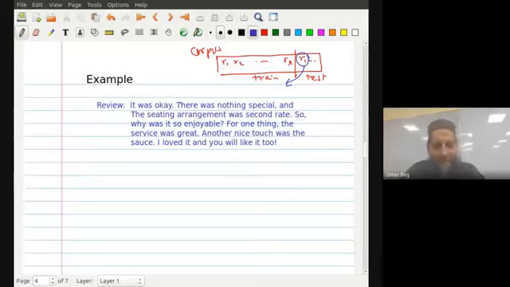So let's say this is a review from the test corpus. It's a restaurant review saying it was okay. There was nothing special and the seating arrangement was second rate. So why was it so enjoyable? For one thing, the service was great. Another nice touch was the sauce. I loved it and you will like it too.